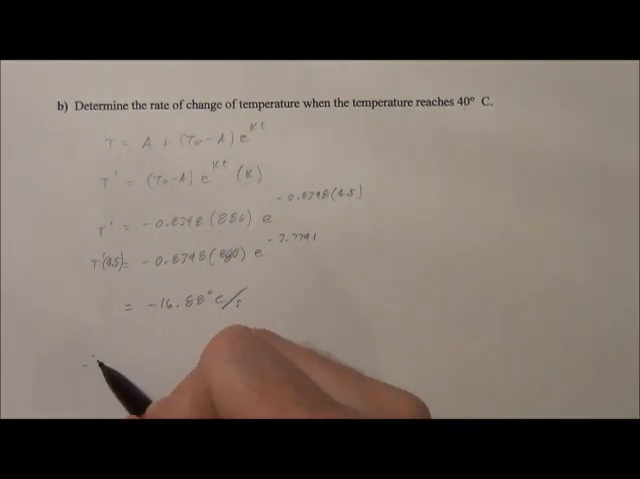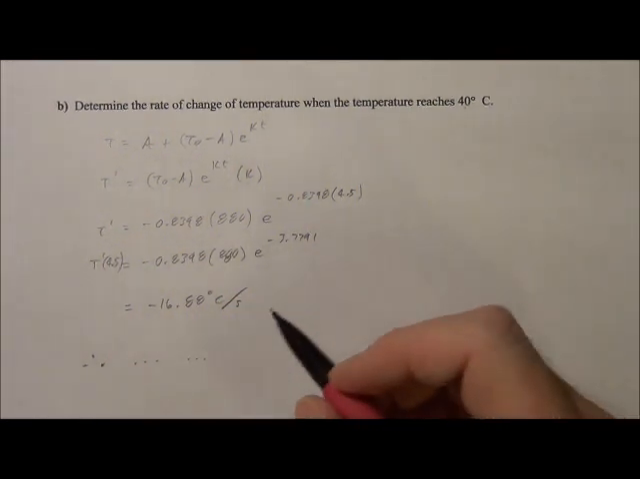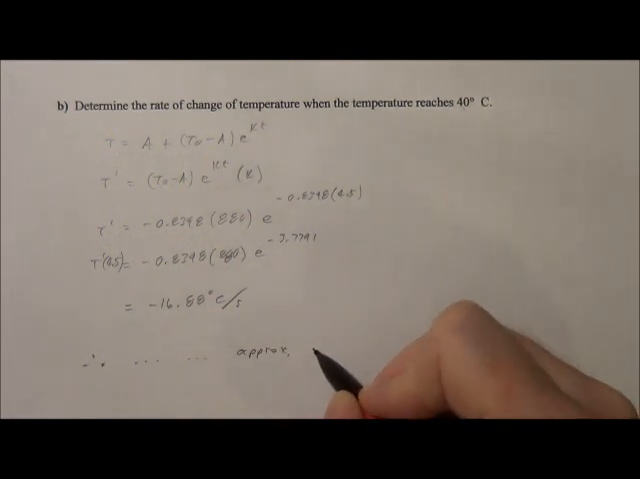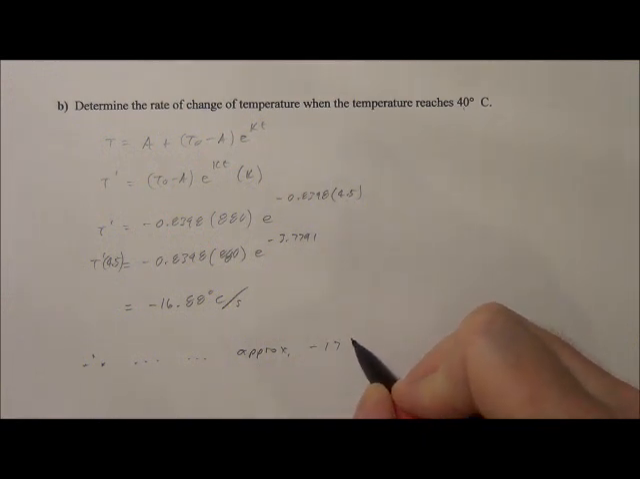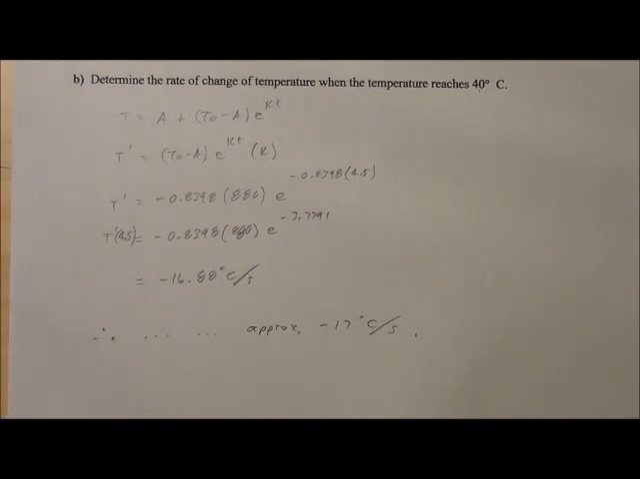So therefore, using significant figures, approximately negative 17 degrees Celsius per second. Okay, so that is the lesson.